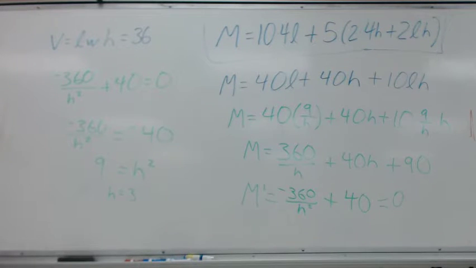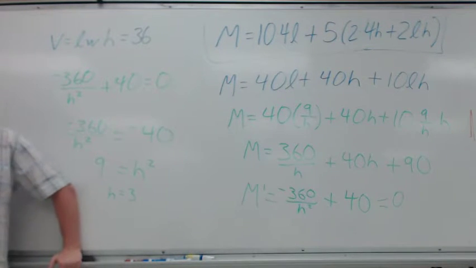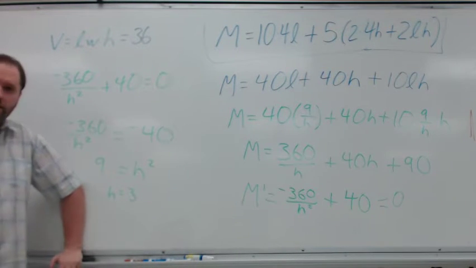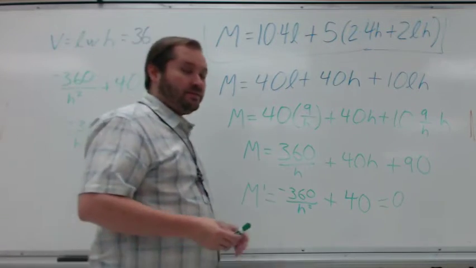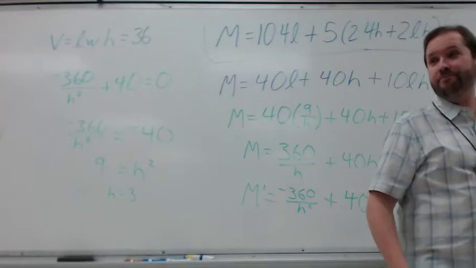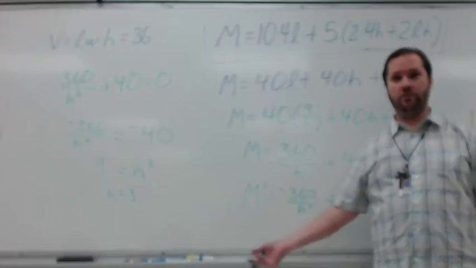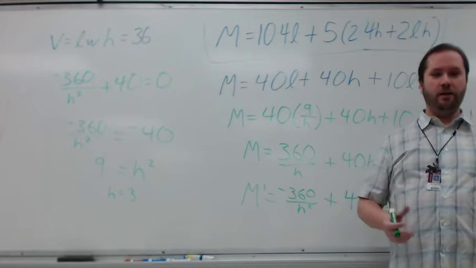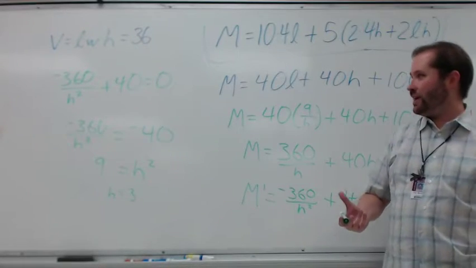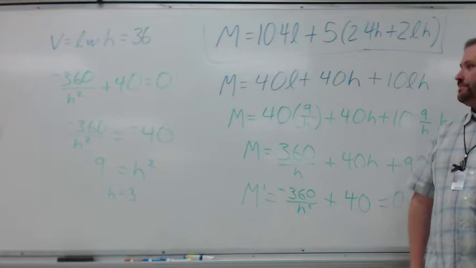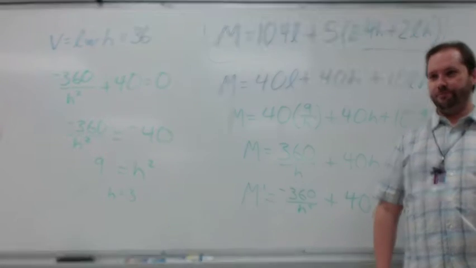And now we have to hope something. We have to hope this is a minimum. Now we will check and make sure it's a minimum. But if it's not a minimum, what does that mean? If it's not a minimum, we probably did something wrong. Because to only have one critical number, if it doesn't pop up as a minimum, there aren't really endpoints we can check. So we're in a lot of trouble.